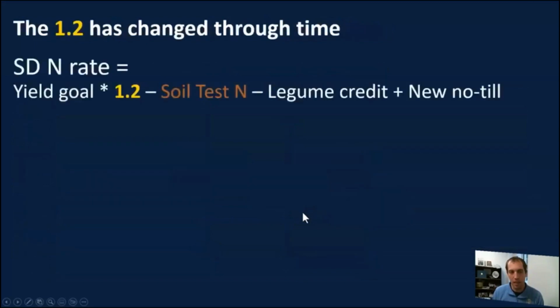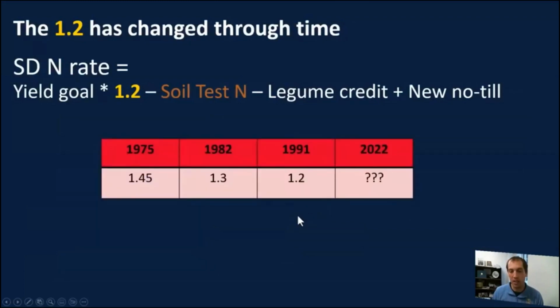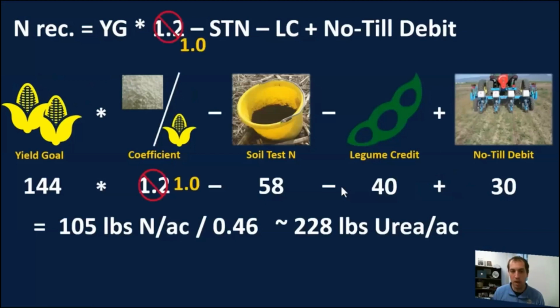And this isn't something that's changed. That 1.2 hasn't always been 1.2. If we look back in time, in 1975 it started at 1.45, then decreased, decreased. Now in 2022, I'd say based on our data, that 0.9 or 1 mark is about right where we want to be. In fact, the recommendation going forward is that this 1.2 is going to be 1.0. So we're going to take that yield goal, multiply it by 1, subtract our soil test nitrogen, subtract any legume credit, and then add any no-till debit to it.